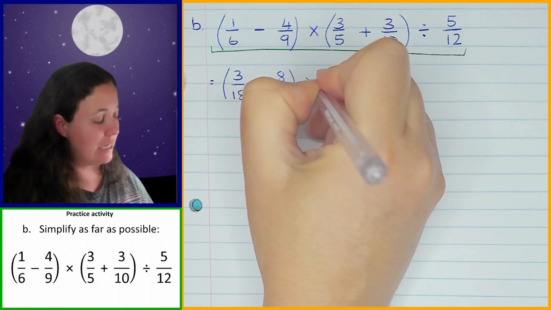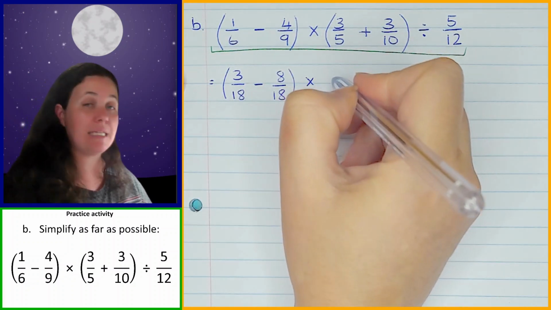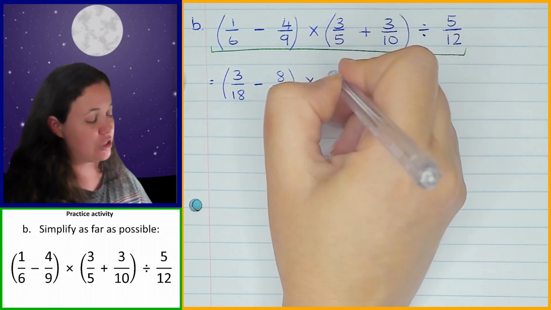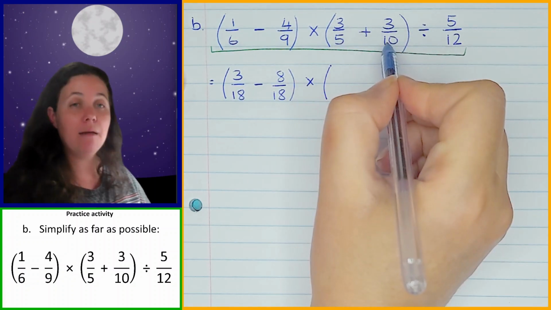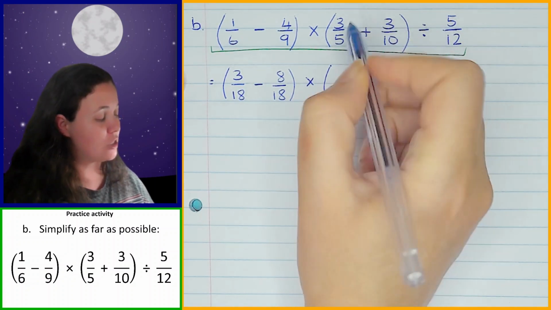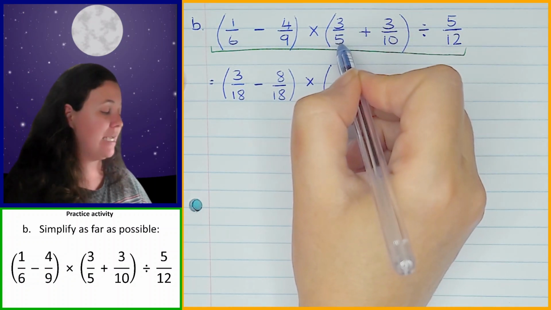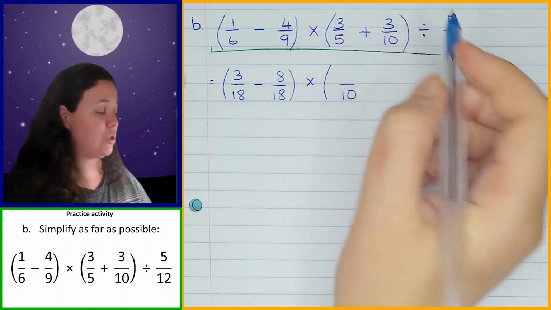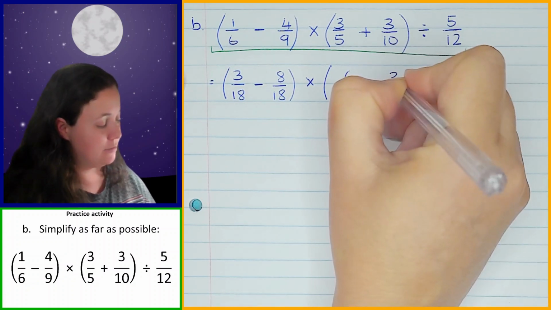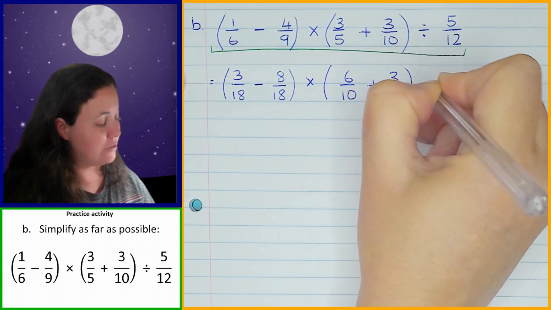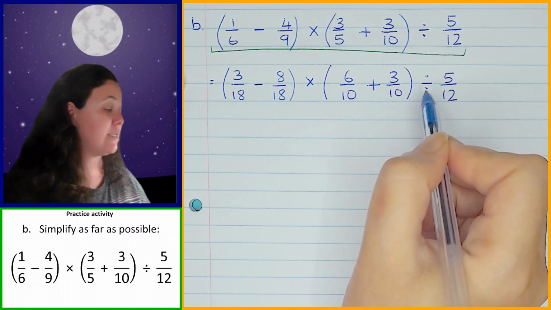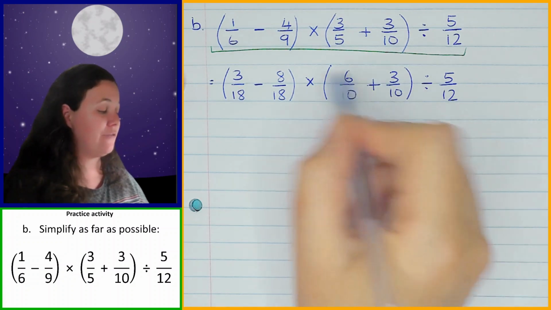Okay, now let's go on over here to the next set of brackets. I'm also going to be finding an LCD over here because I'm going to be adding fractions. So I've got 5 and 10. My LCD for 5 and 10 is going to be 10. So this is going to be something over 10. If I change this to something over 10, I multiply that by 2. So I'm going to multiply this by 2 as well, and that gives me 6 over 10. Plus, this is already over 10, so it stays as it is. And then I've got divide by 5 over 12, which I could change to times 12 over 5 now already, because it doesn't affect anything else.